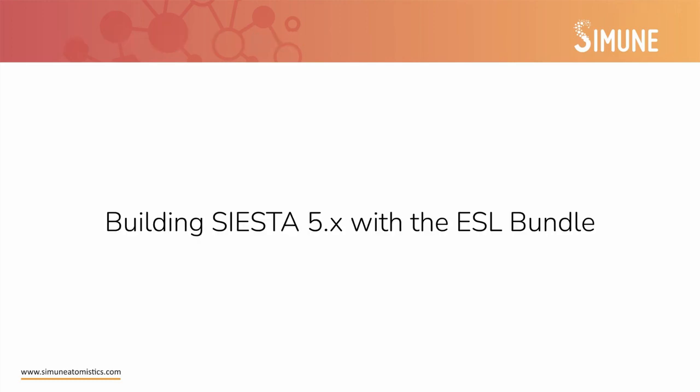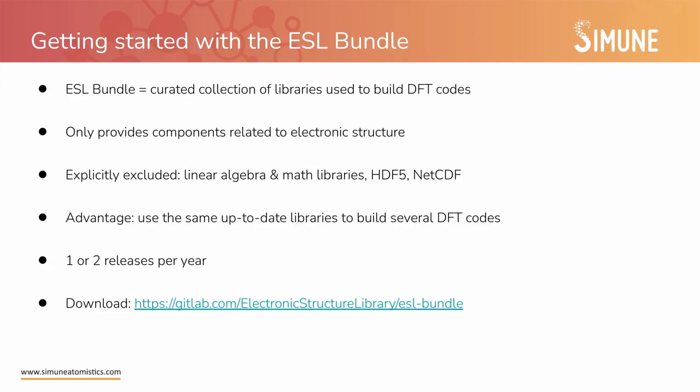In our second example, I'm now showing how to build SIESTA 5 with the ESL bundle. Contrary to SIESTA 4, SIESTA 5 comes without all the dependencies included in the source package. And this is why the ESL bundle can be useful. So what is it? It is a curated collection of libraries that are used to build various DFT codes, not only SIESTA. It only provides components related to electronic structure.